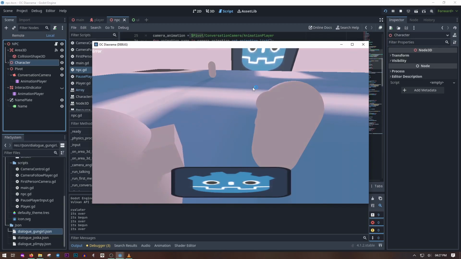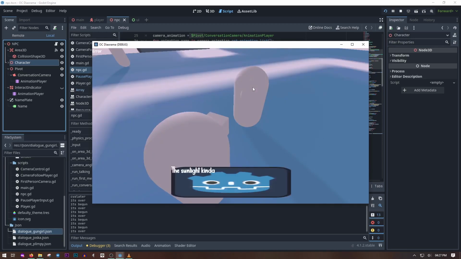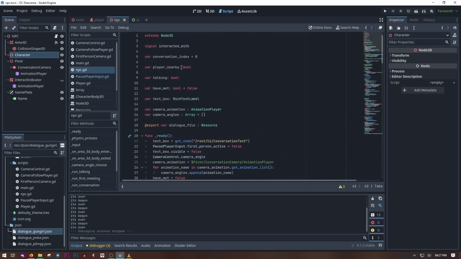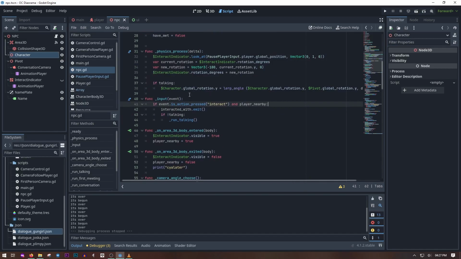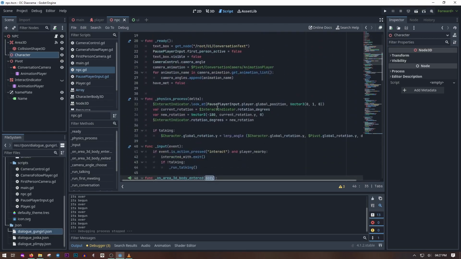A little hard to see from some angles, but these are the camera angles it's cycling through. It's choosing a random one. So that's that. Input event. If event is action pressed, interact, and player nearby, which is the bool, if you remember, interacted with emit. Oh yeah, and these are the on area 3D body entered, which is, if body, is there something defined by body?